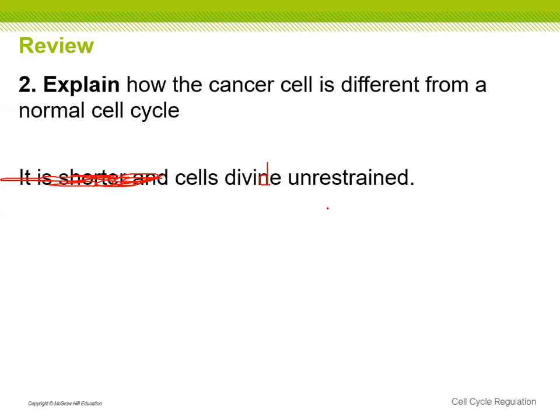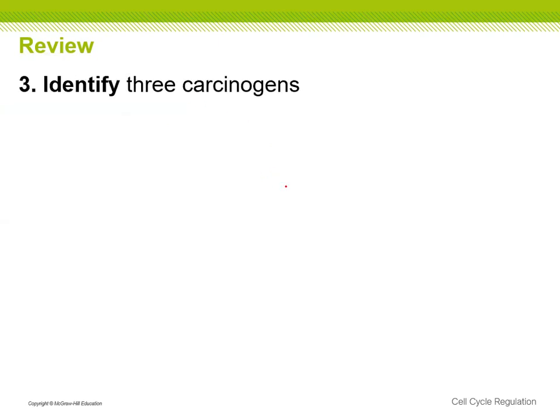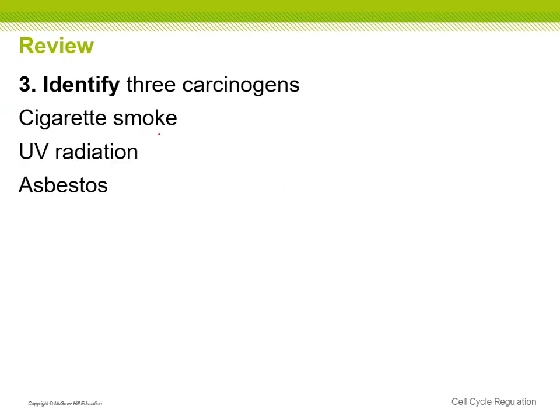So next part here was we identify three carcinogens. You guys could do this. Again, these are just some examples. Frankly, you probably don't even have to write this down. Like you guys would be able to do this. Cigarettes, UV radiation, usually sunlight, tanning beds, stuff like that. Asbestos. There's literally hundreds of them.